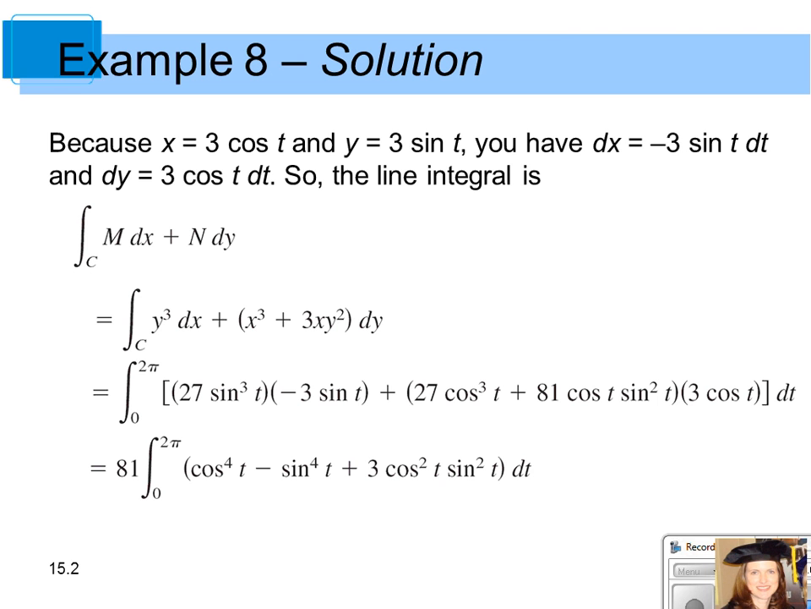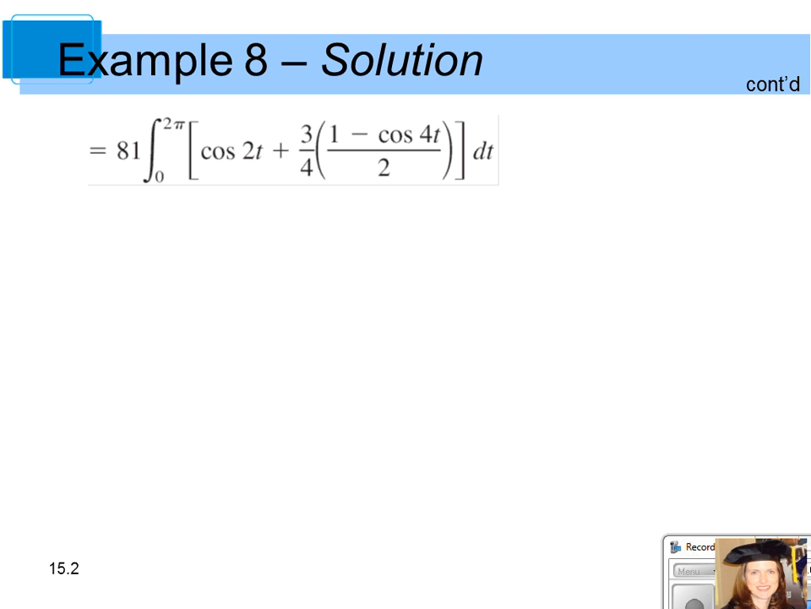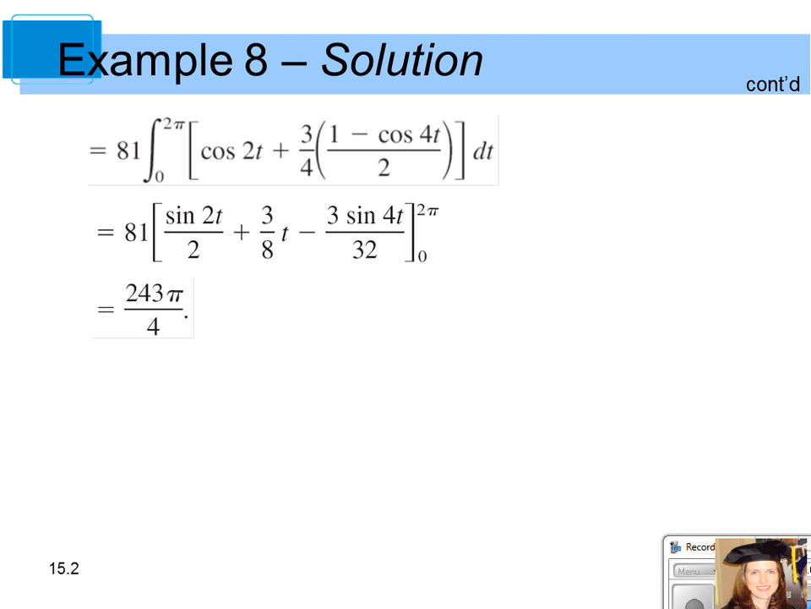When you work this out, you end up with this. I would suggest using a graphing calculator to evaluate this and getting a decimal approximation. However, you can use some power reducing forms to rewrite this. Using the power reducing forms, you can work this out to get the solution of 243 pi over 4.